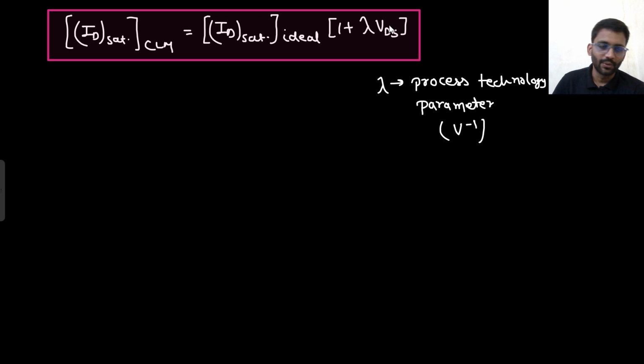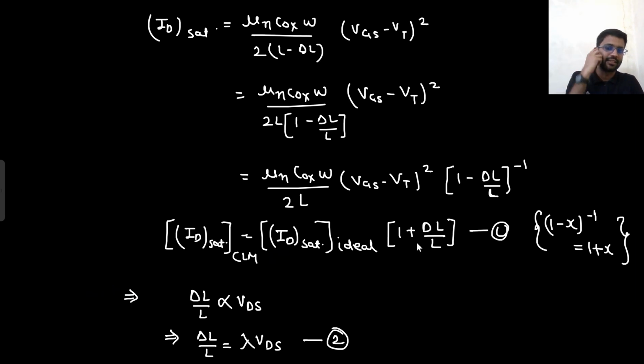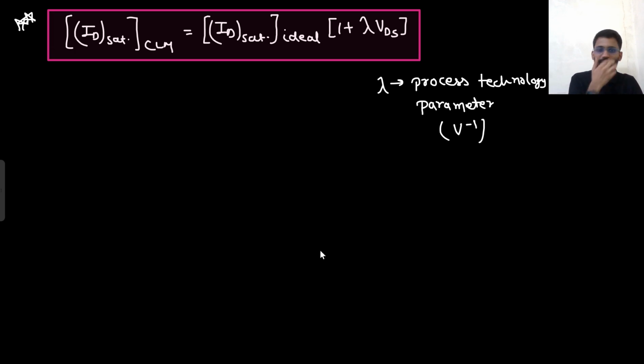So this is what you understand, that this is the expression. This is only what you need to remember. Even if you don't remember the derivation, it is fine. But derivation is very simple. Effective length is reduced, so L you can take outside, then 1 plus delta L by L is there. Delta L by L is proportional to lambda VDS. So 1 plus lambda VDS, you can simply put, lambda is the process technology parameter.